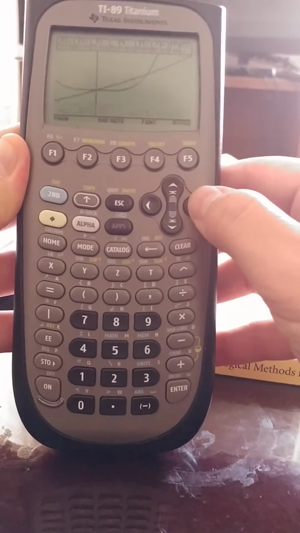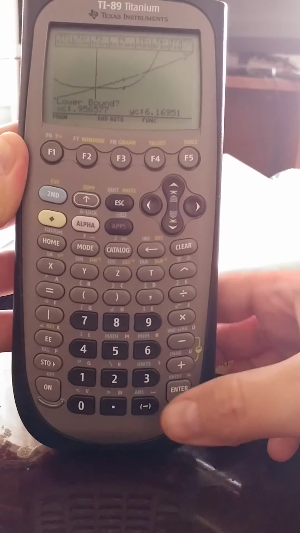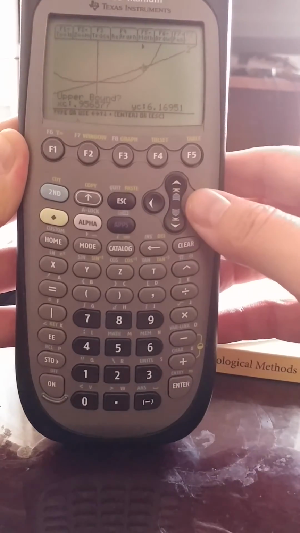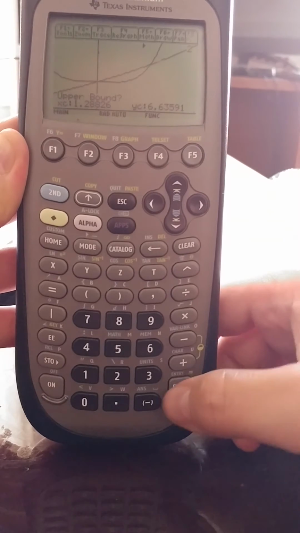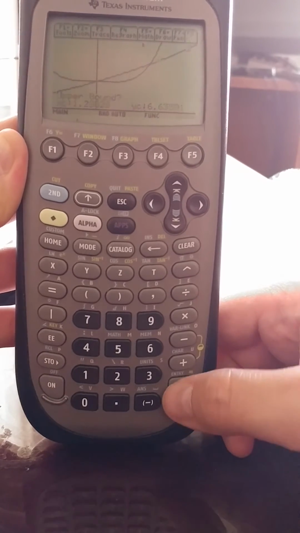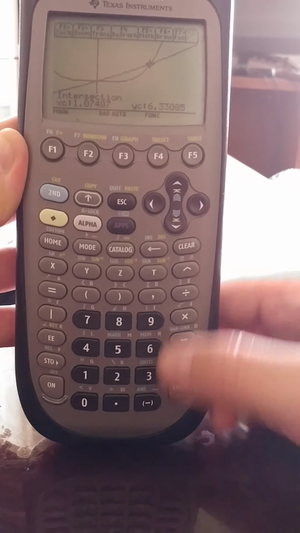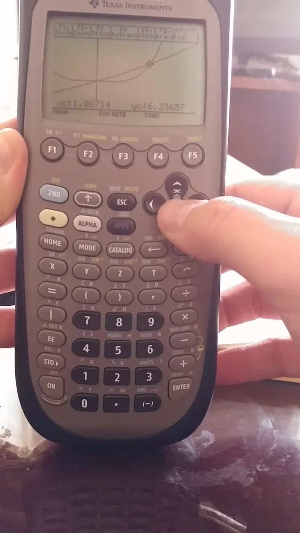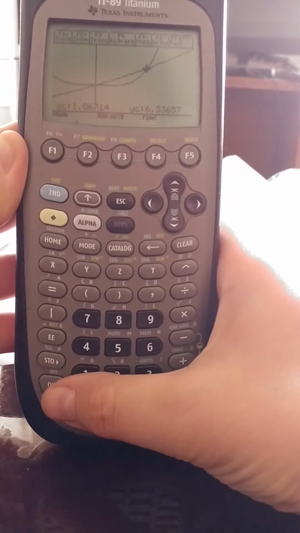Lower bound, now I have to pick an x point that is to the left of the intersection I want to look at. Lower bound, hit enter. Upper bound, now I need to pick an x spot that's to the right of the intersection I care about. Hit enter. It'll chug for a while, and then it says intersection X equals, oh, and I just ruined it. It was 1.07 blah, blah, blah.